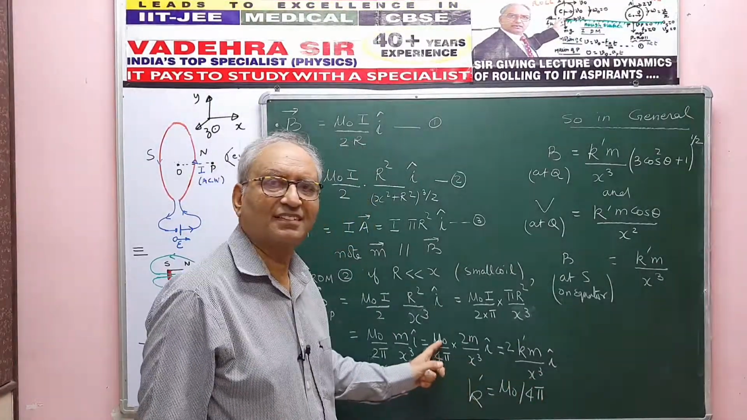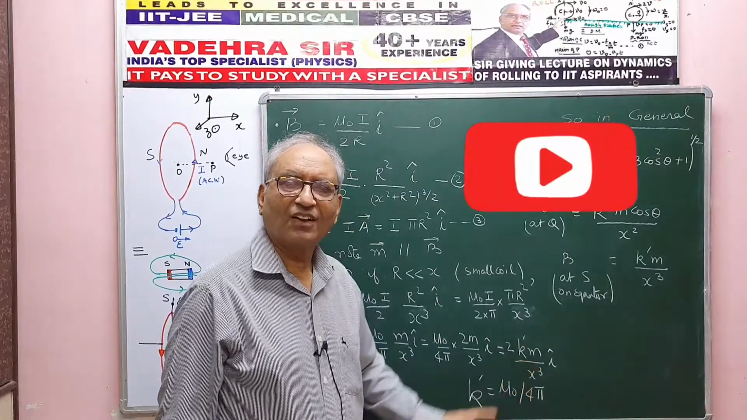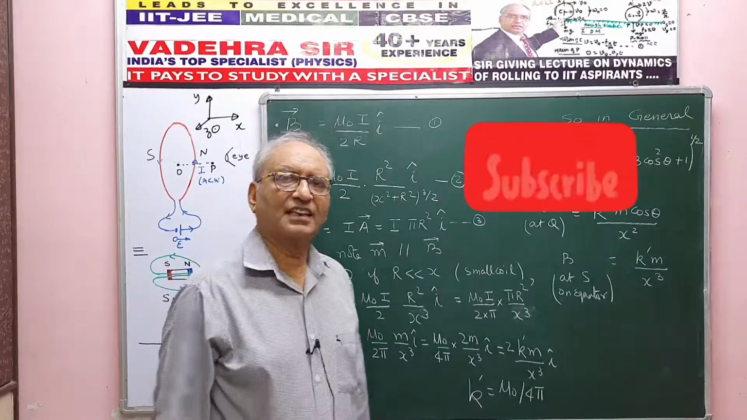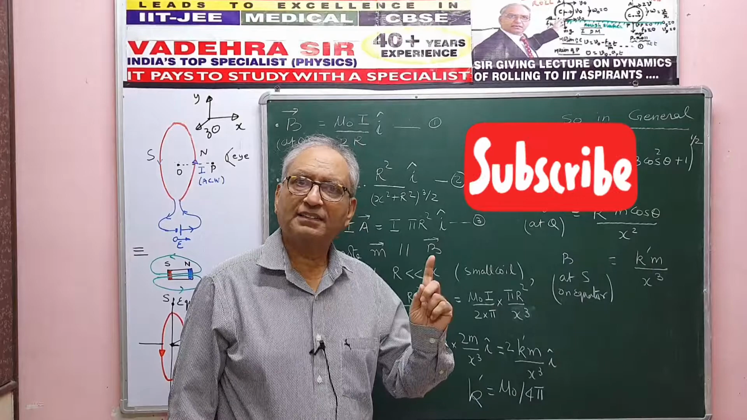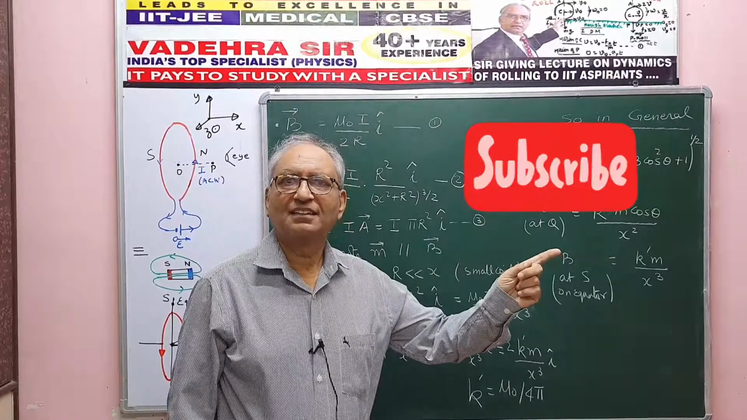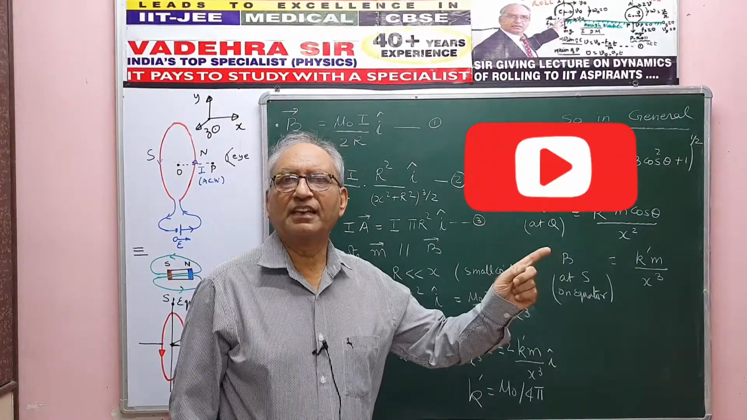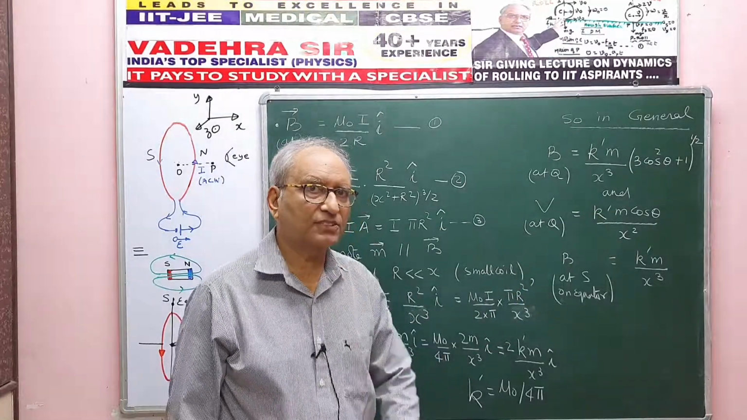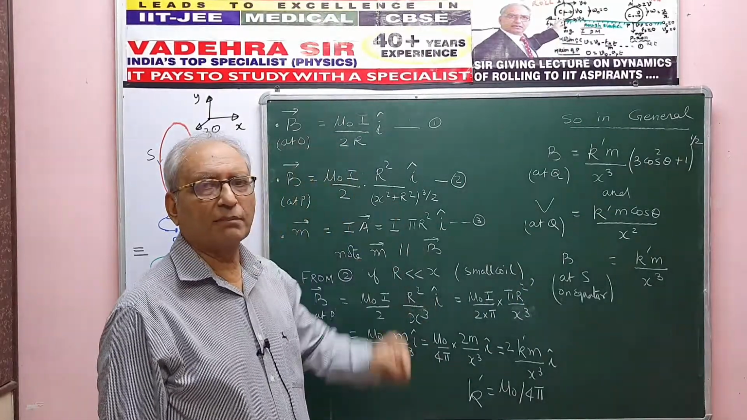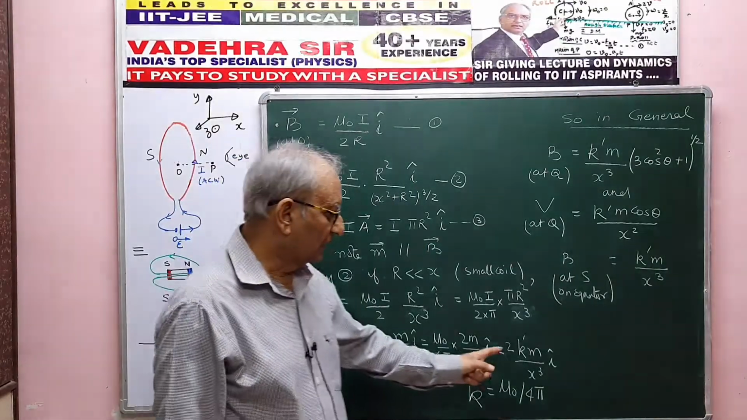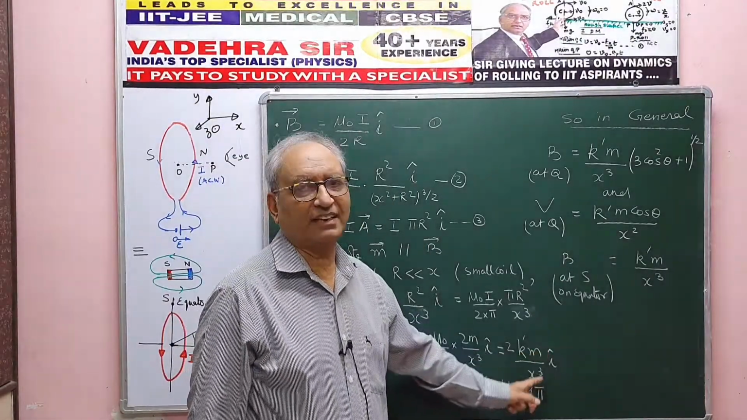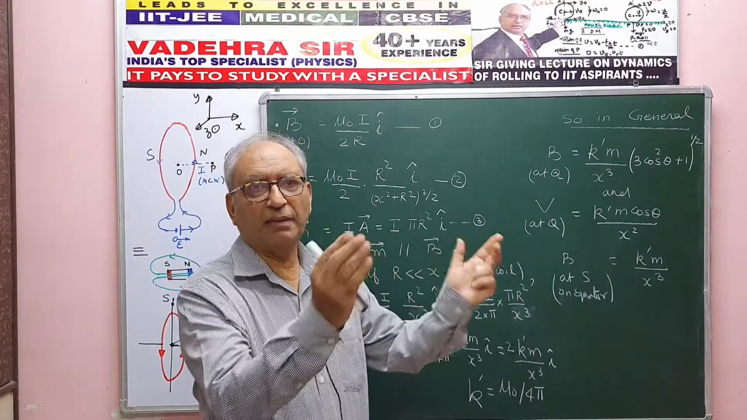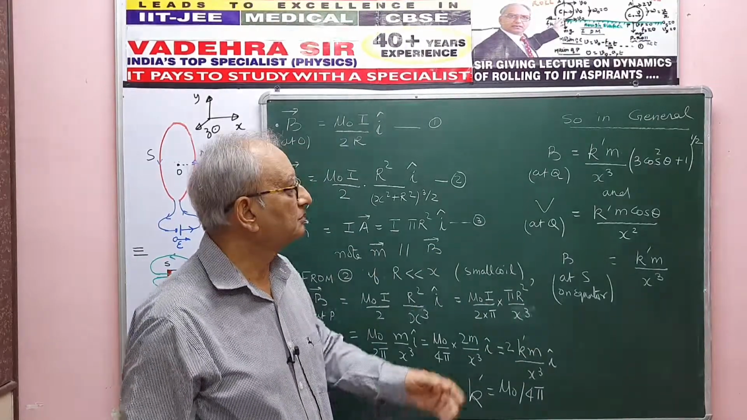This expression reminds you of the expression of the electric dipole moment and its electric field on the axis of the electric dipole, 2 kp by x cube. There k is 1 by 4 pi epsilon naught. So similar, 2 k dash m by x cube. Beautiful, beautiful parallel analogous approach.